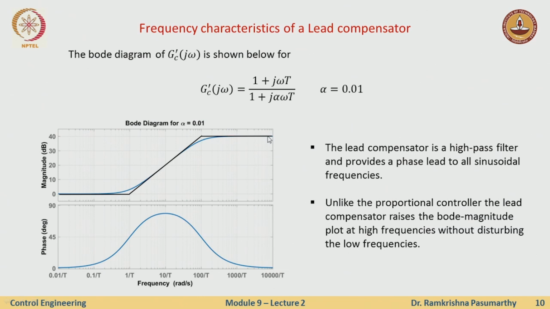Unlike the proportional controller, the lead compensator raises the Bode magnitude plot at only high frequencies, not at the low frequencies. So nothing is happening at the low frequencies. I am ensuring something in the mid frequency range without actually disturbing my low frequency range.